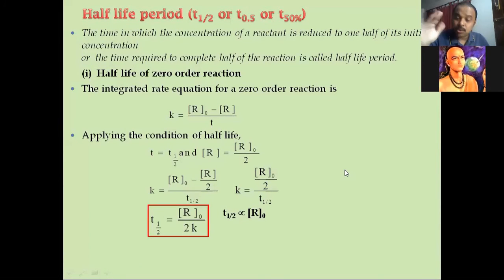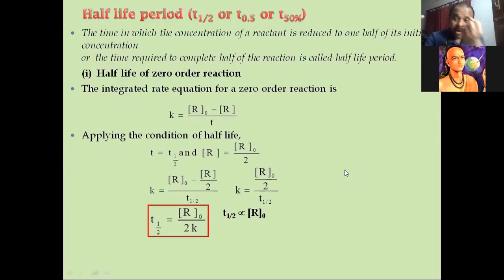So this is also a way to find out order. Calculate half-life at different initial concentrations. Find out half-life versus R naught. Plot a graph. If it gives a straight line passing through origin, it simply concludes that half-life is directly proportional to R naught. So if half-life is directly proportional, it is a characteristic of zero order reaction.